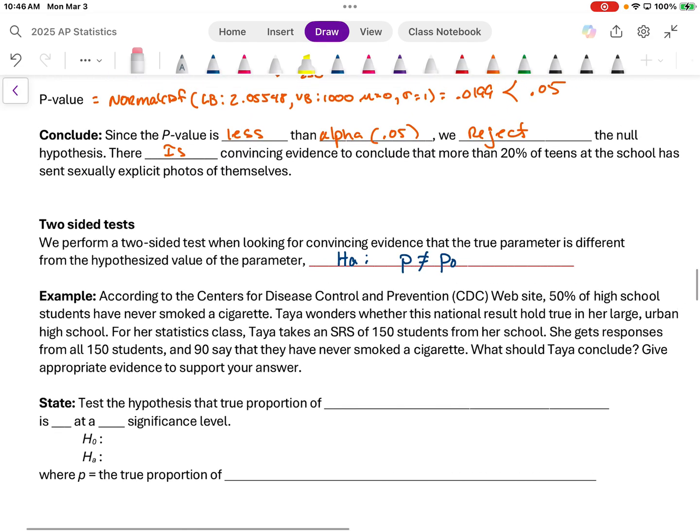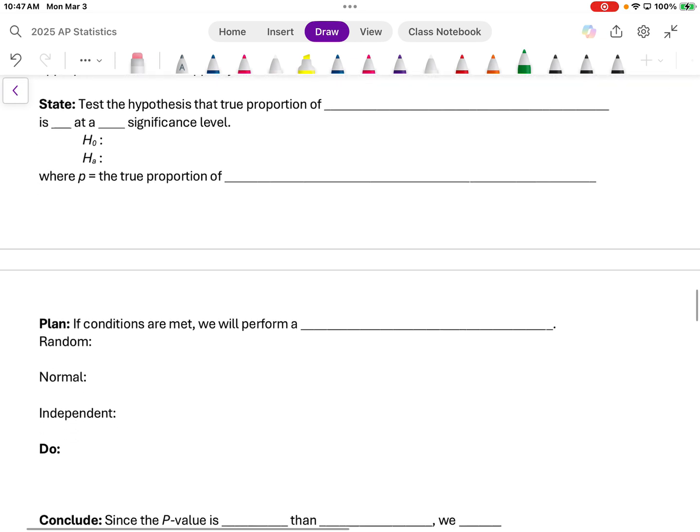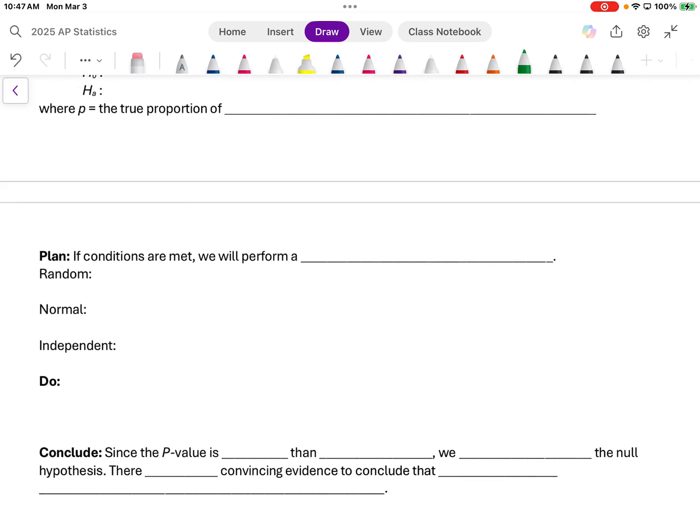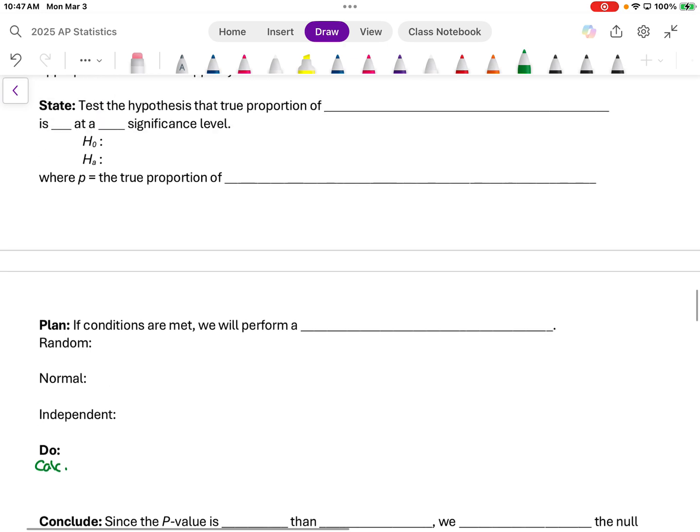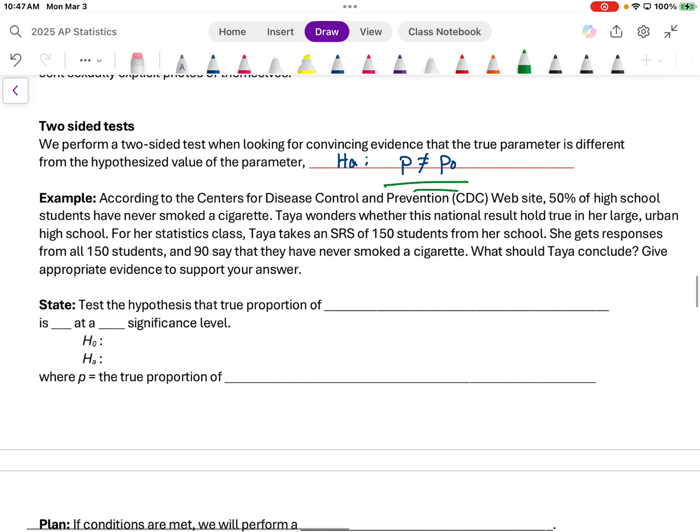Two-sided. When we do a two-sided test, we're looking for convincing evidence that the true parameter is different from the hypothesis value. So for our alternative hypothesis, we use the not equal to symbol for a two-sided test. I'm going to do this one after we get through the do stage. I'm going to show you how to do it on the calculator, a little bit faster, without using the normal CDF.